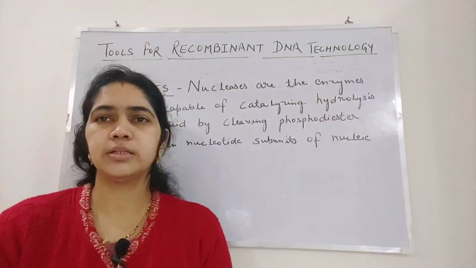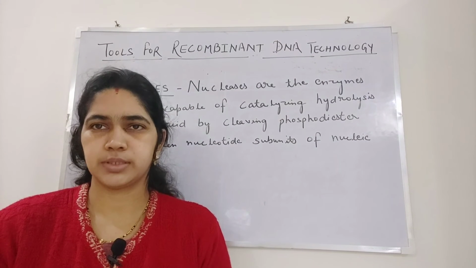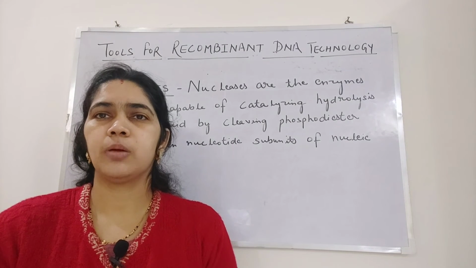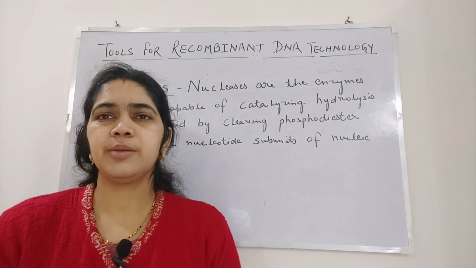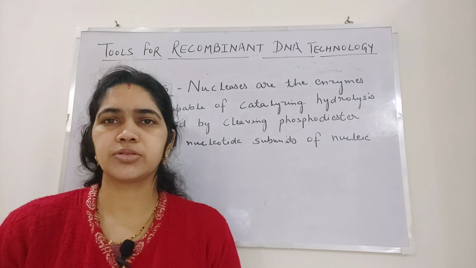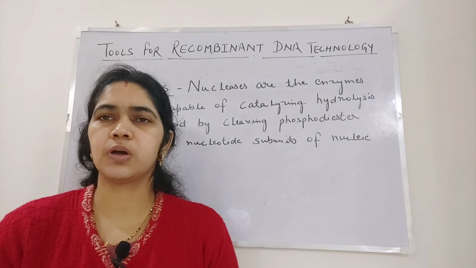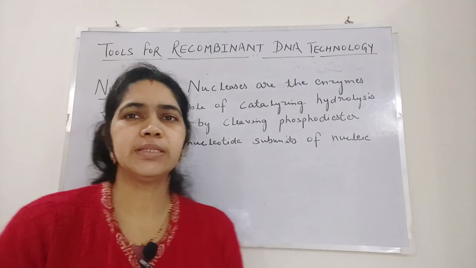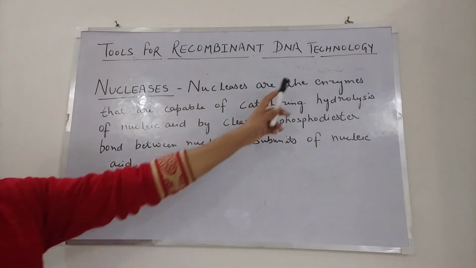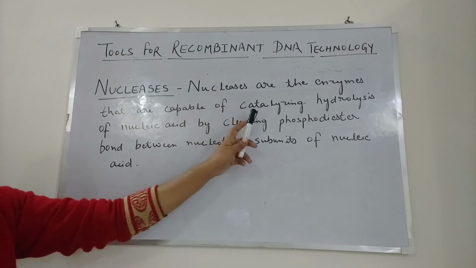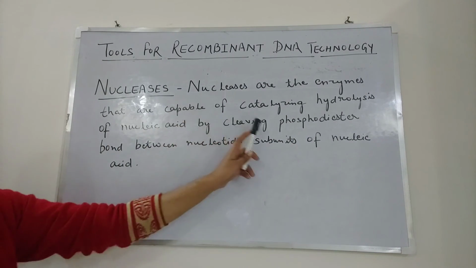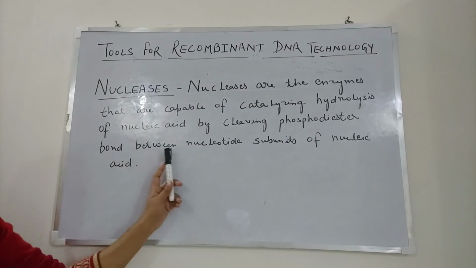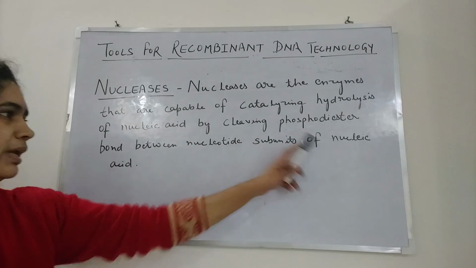Enzymes play a vital role in all biological processes. Here the first tool for recombinant DNA technology are the enzymes nucleases. These enzymes act by cleaving the phosphodiester bond between nucleotide subunits of nucleic acid. Here you can see that nucleases are the enzymes that are capable of catalyzing hydrolysis of nucleic acid by cleaving phosphodiester bond between nucleotide subunits of nucleic acids.